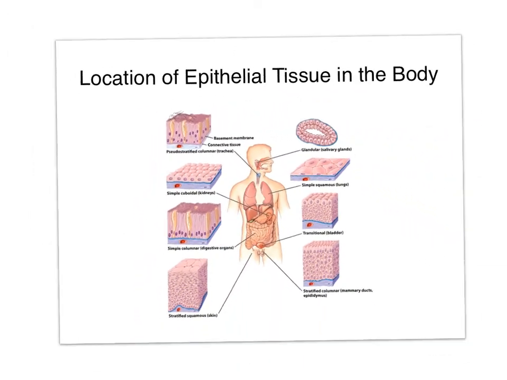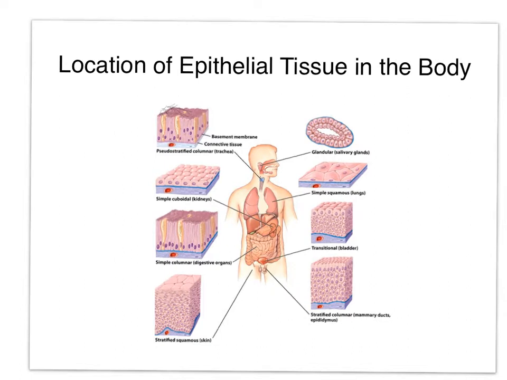Last is a special type that we didn't really talk about yet, called transitional epithelium. These are epithelial cells that can actually change shape. Usually they can change between being cuboidal and squamous. And you particularly find them in the bladder. The bladder has to be able to stretch.